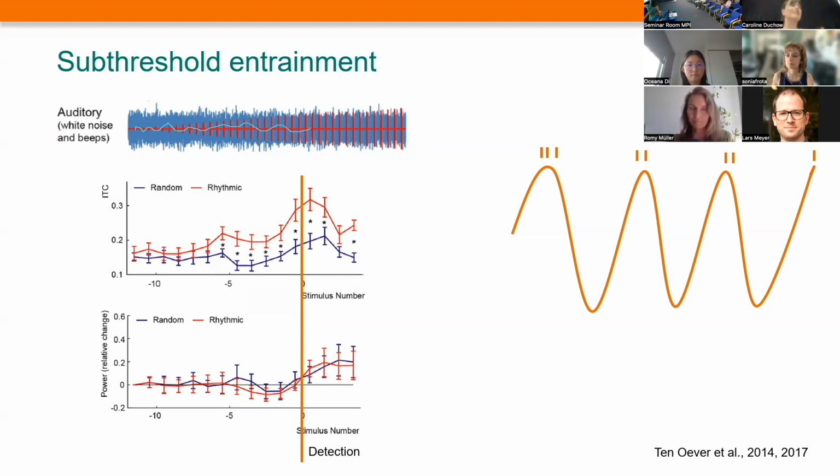Prior to the detection, we didn't find an effect of power, but only an effect of intertrial coherence. So this seems to indeed suggest that this rhythmic tracking, or aligning to the rhythmic input stream, could be a relevant behavioral measure to detect whether something is better processed in these rhythmic structures.